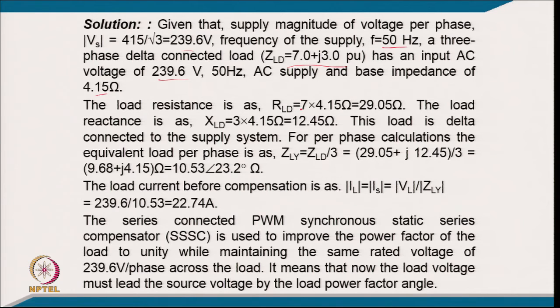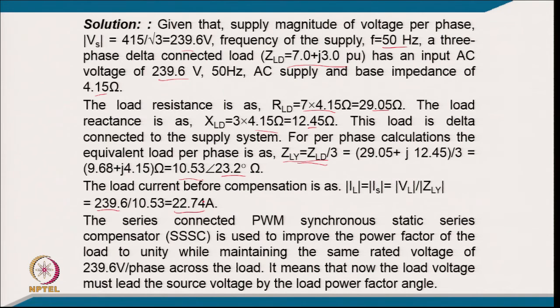So, the load resistance, multiplying the per unit value by the base, comes 29.05 ohm, and the load reactance comes 12.45 ohm. The load is delta connected to the system, so we can calculate per phase. The equivalent star is ZLD by 3, that comes 10.53 at the angle of 23.2 degree, and the load current before compensation will be the phase voltage 239.6 divided by the impedance 10.53.